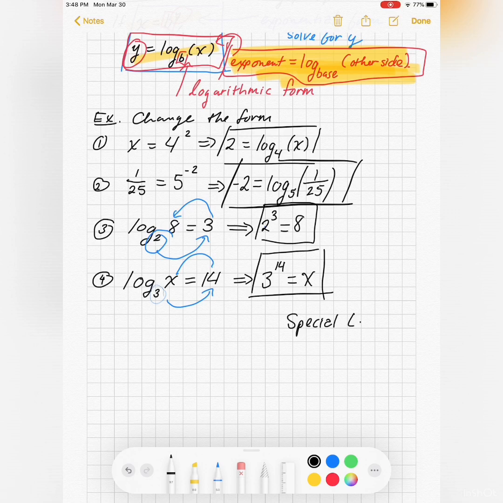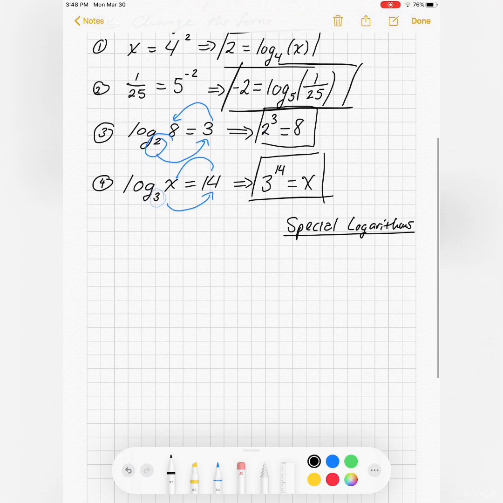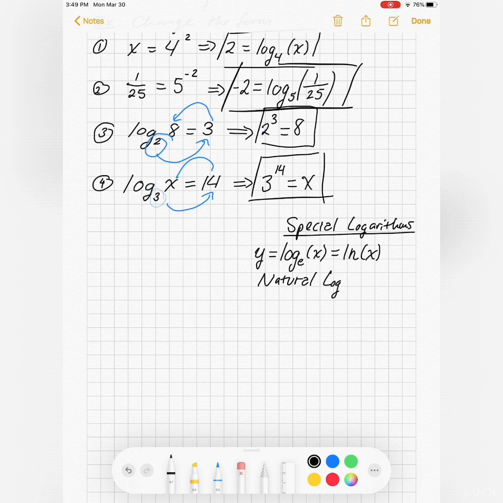Special logs. So the first one is, if we have a log, bet you remember this one, and it's a base e. The way we write that is instead of writing log base e, we write ln of x. And that stands for the natural log. That one's called the natural log of x. The other special one is if I have y equals log base 10 of x, we write that one as just log of x. So in other words, it looks like it's a logarithm without a base, but that's because we're assuming that you know the base is 10. So that one's called a common log. So those are my special logarithms.